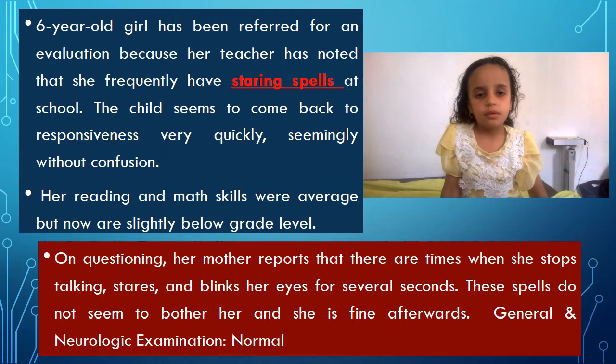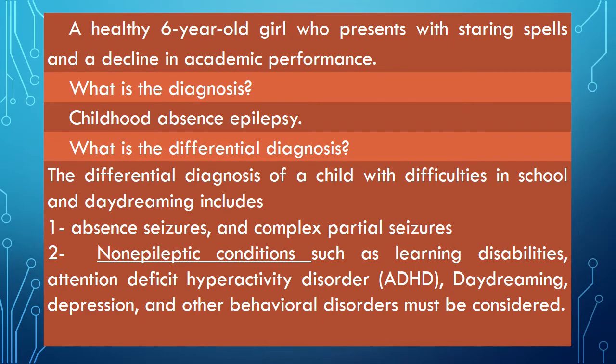On examination, the child had normal general and neurological examination. A healthy 6-year-old girl presenting with staring spells and decline in academic performance. What is the diagnosis? Childhood absence epilepsy. What is the differential diagnosis?